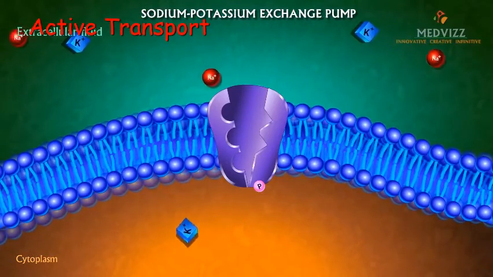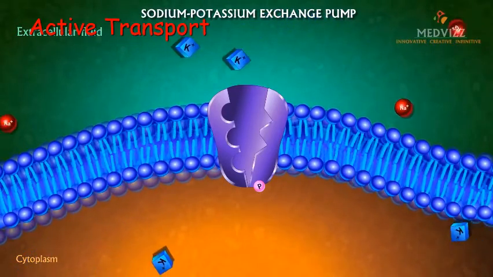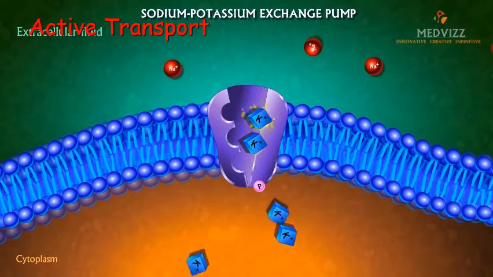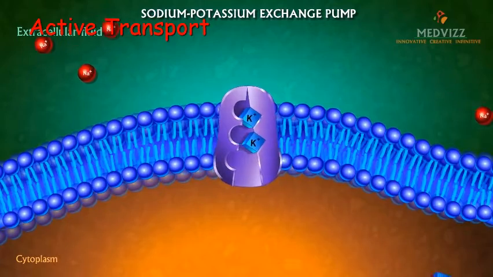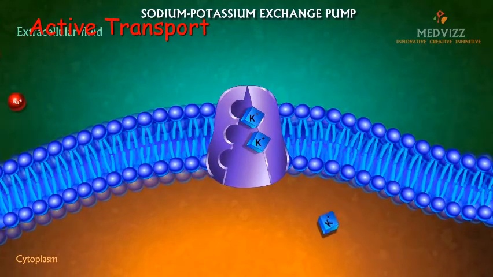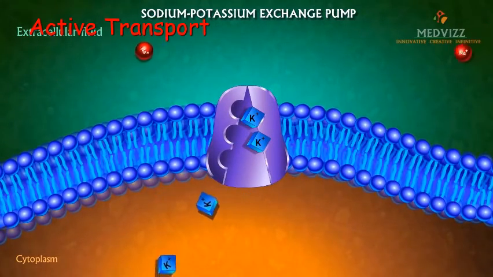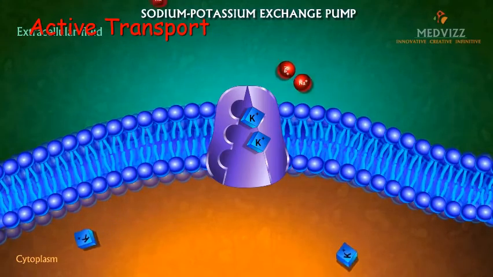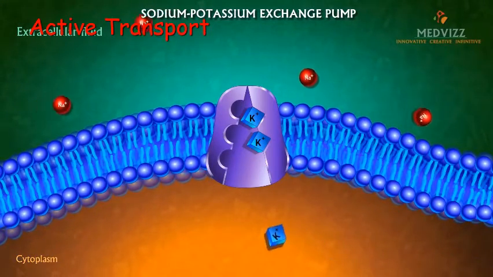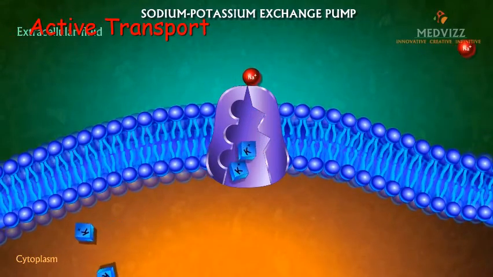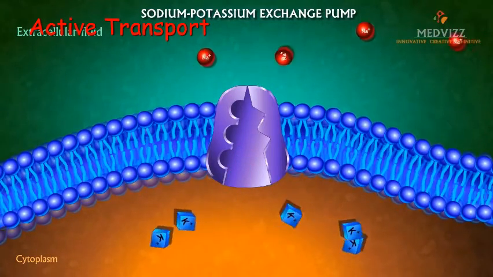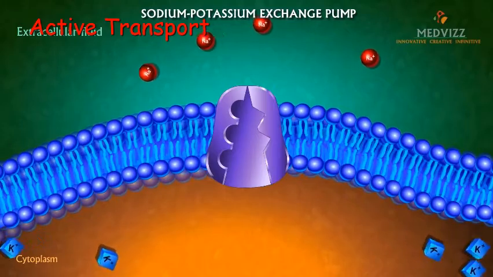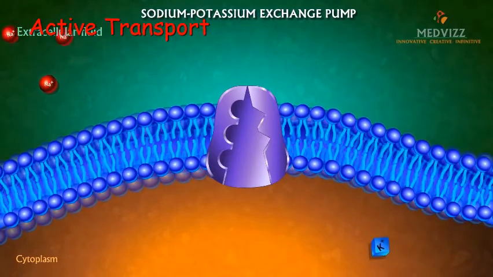The new conformation has a high affinity for potassium ions, 2 of which bind to the extracellular side of the protein. The bound phosphate now dissociates and the protein reverts to its original conformation, exposing the 2 potassium ions to the cytoplasm on the inside of the cell. This conformation has a low affinity for potassium ions, so the 2 bound potassium ions dissociate from the protein and diffuse into the interior of the cell.